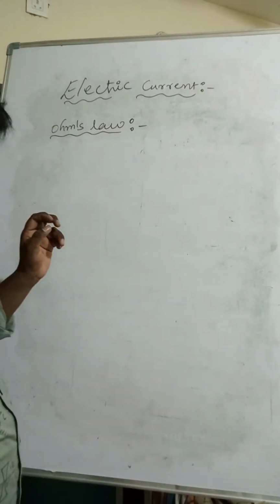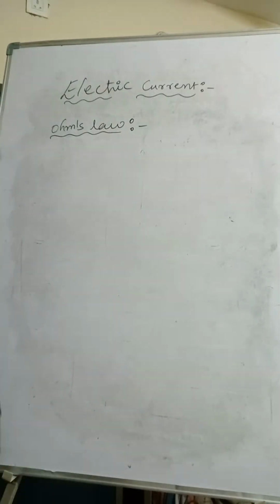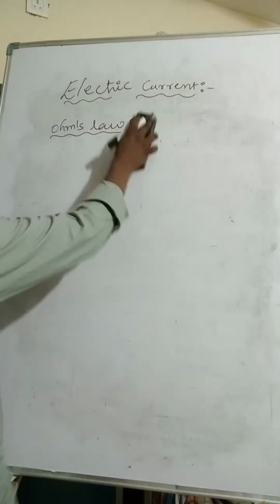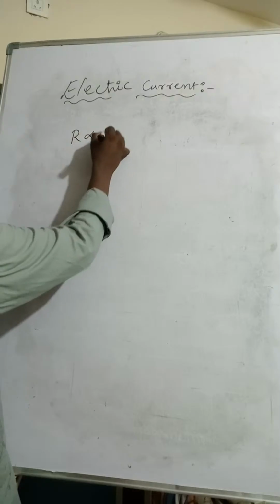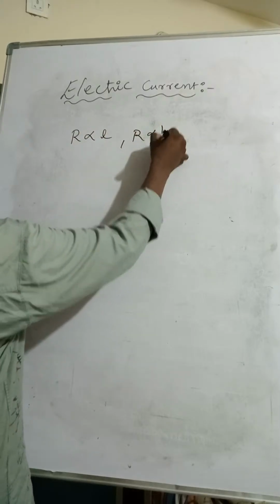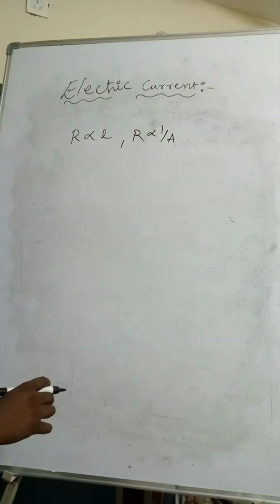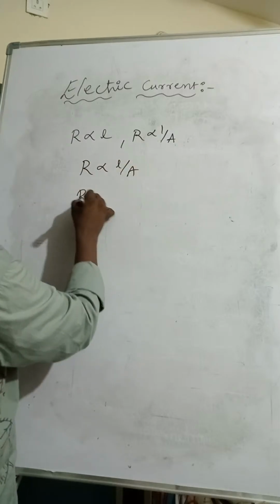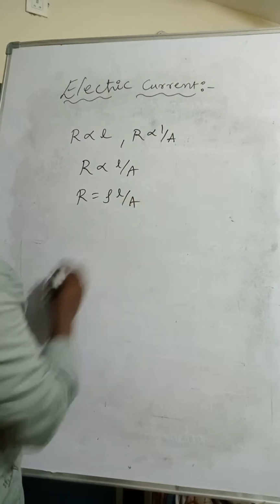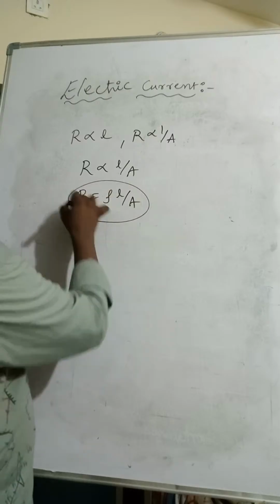Okay, next one, coming to resistance. Resistance is directly proportional to the length of the conductor, so R is directly proportional to L. R is inversely proportional to the area of the cross section. So R is proportional to L by A, R equal to rho into L by A. Here rho is the resistivity.